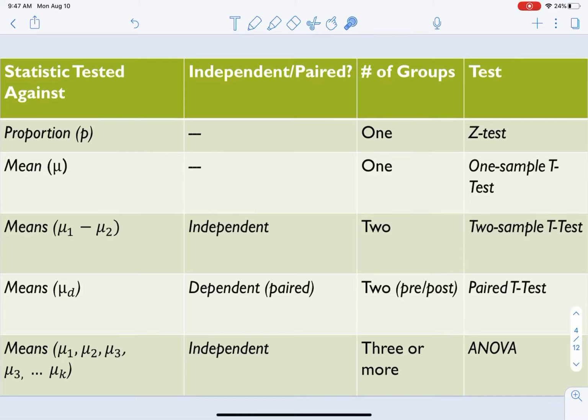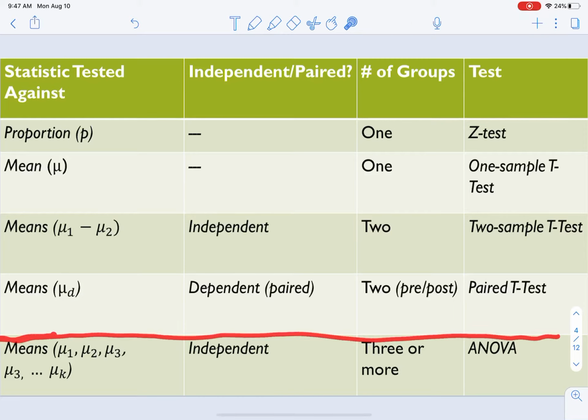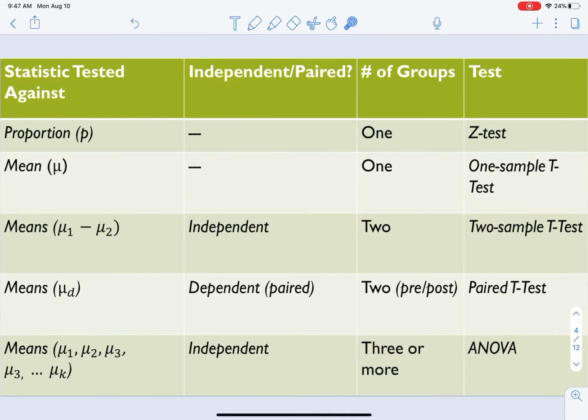And then if we have a bunch of different means, so we've got mu1, mu2, mu3, mu4, up to mu whatever, and they're all independent, we're going to be doing an ANOVA. So in this situation you have to do an ANOVA first, just to see if there are any differences between the groups that you're testing. And it's always going to be more than 2, so 3 or more, okay?